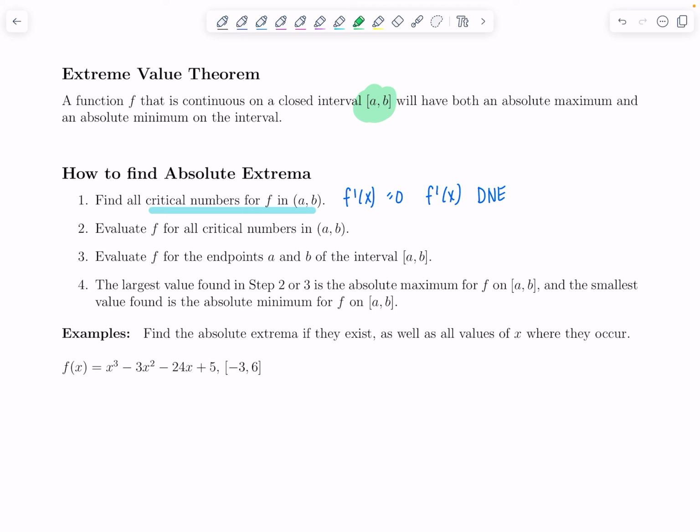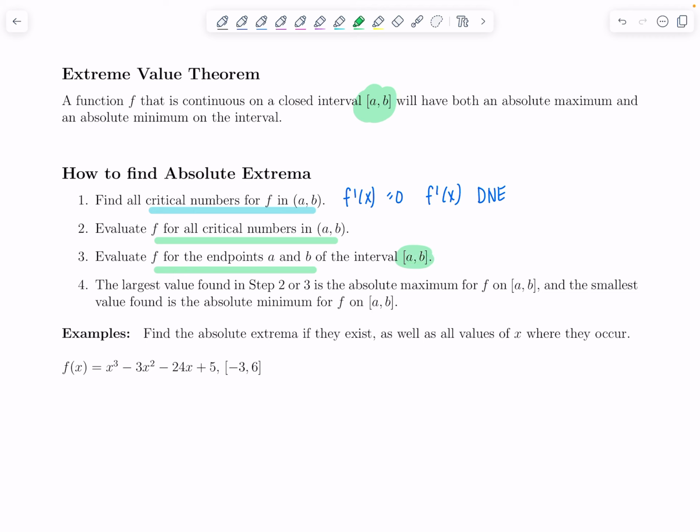Then you're going to evaluate the function at all of those critical numbers. So you don't need to make the number line and do the first derivative test. You're just going to take all those critical numbers, plug them in the function. Then you also evaluate f at the endpoints of the interval, a and b. And then you just compare everything.